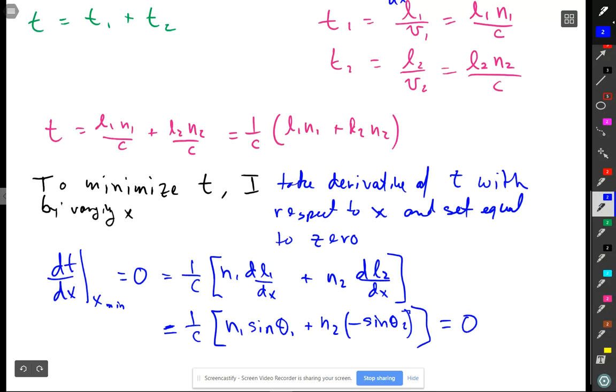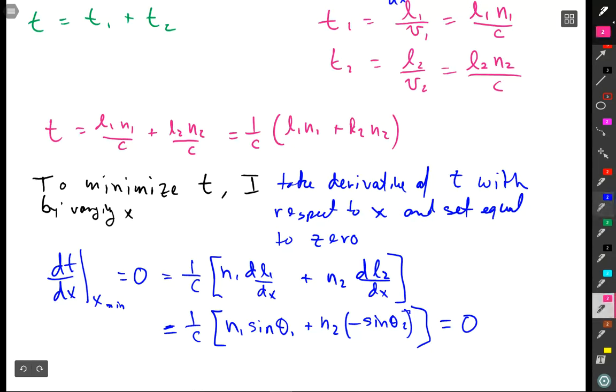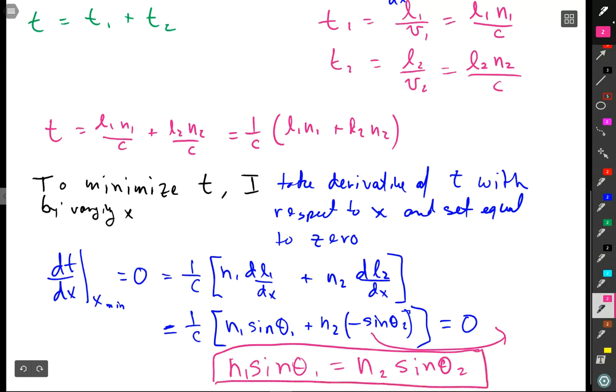So this thing equals 0. First thing we should do is multiply both sides by c. That gets rid of the c on the left side, and 0 times c is, surprisingly enough, still 0. And so, because I've run out of space, if we multiply both sides by c, and then move this to the other side of the equal sign, we have n1 sine theta 1 equals n2 sine theta 2. And that's how we came up with the equation.